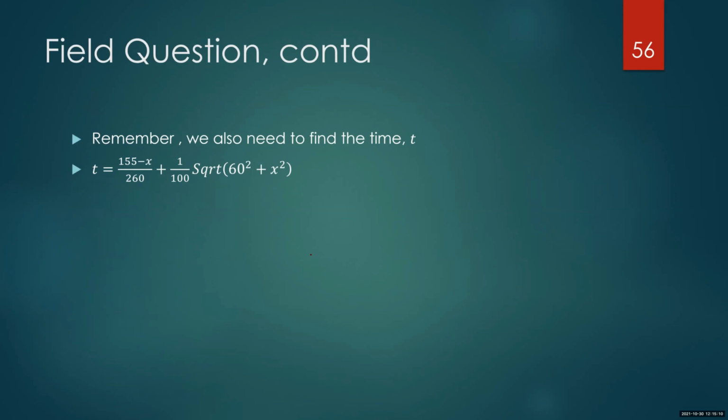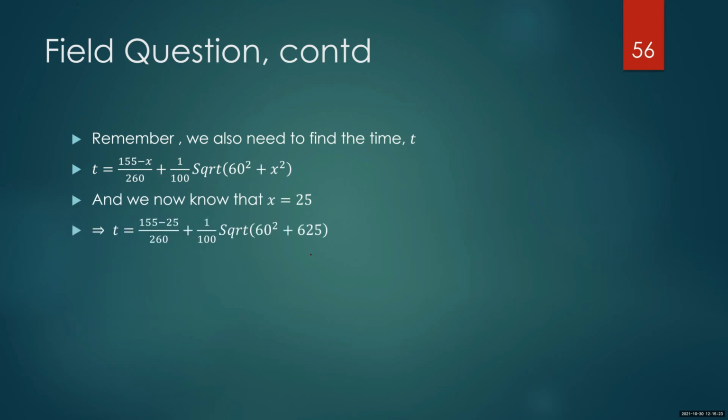So we had from earlier, the time is 155 minus x over 260 plus, we've seen this formula before. And we now know that x is 25 meters. So we put in the value for x. And when we work that out, we get that it's equal to 1.15 minutes. It's not 1 minute and 15 seconds. When you're working with time, you need to be a bit cautious about that. You could obviously convert that to minutes and seconds if you wanted to.